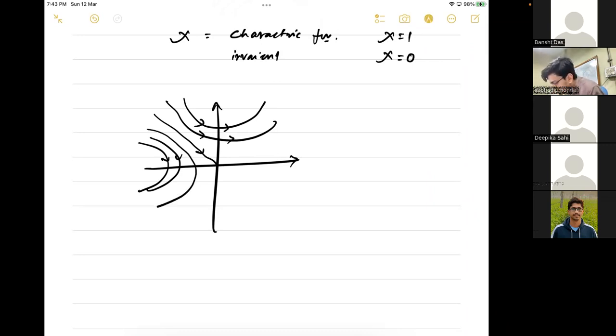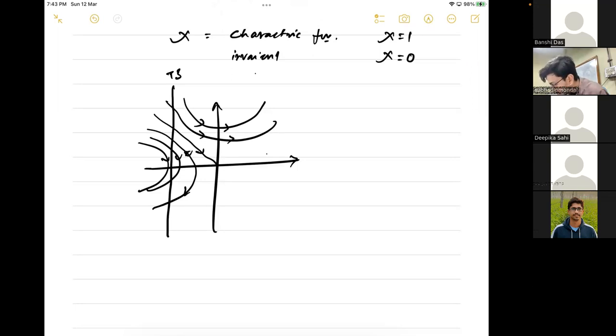Now let's say you choose a transition state here. You don't have any idea about the transition state, right? So you choose the transition state or dividing surface here. Now what will happen according to the transition state theory approximation?